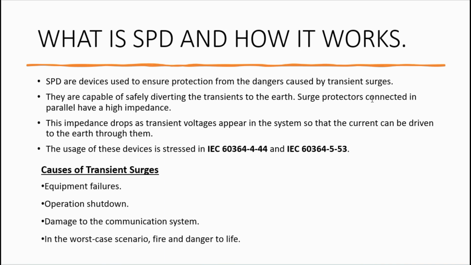And what is the cause of the transient surges? There are many, but here I am mentioning a few. One is equipment failure. If your equipment fails, surges will come into your system. If your system has a lot of static loads, switching off the static loads causes surges. Operational shutdowns will also create surges. Damaged communication equipment, or any event or sabotage like fire or any worst case scenario, will bring surges into your system.